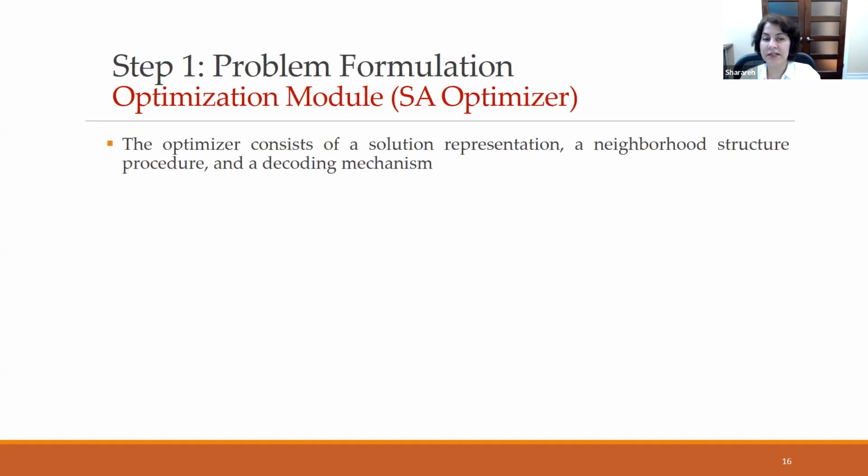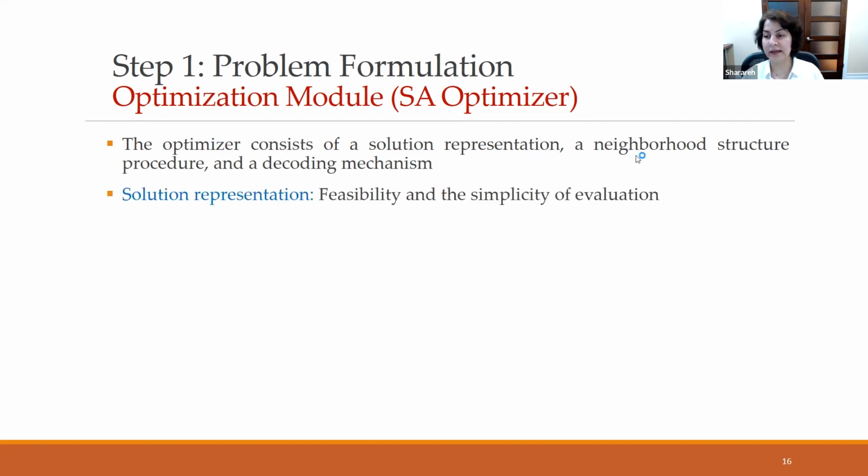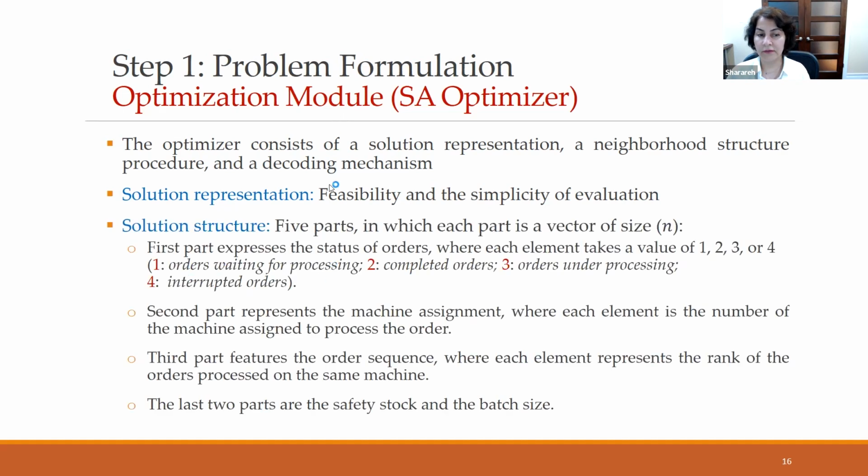And to solve that optimization model, an optimization module is developed, which is based on simulated annealing. This optimization module consists of three components: a solution representation, a neighborhood structure, and a decoding mechanism. For solution representation, of course, we should have a flexible solution which is also simple to evaluate. For that purpose, what we proposed was a solution structure consisting of 5 parts.